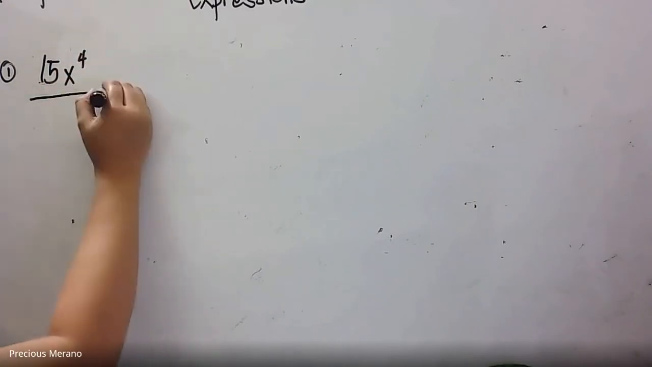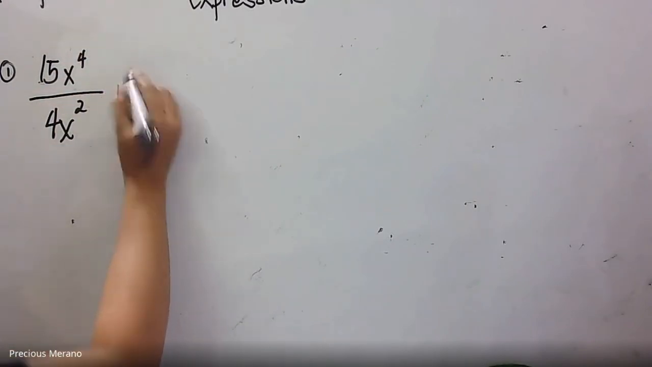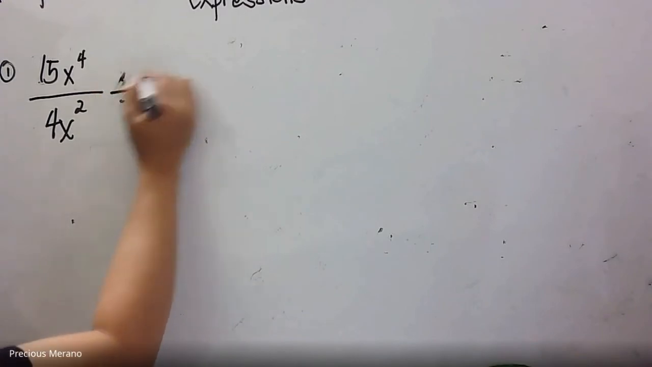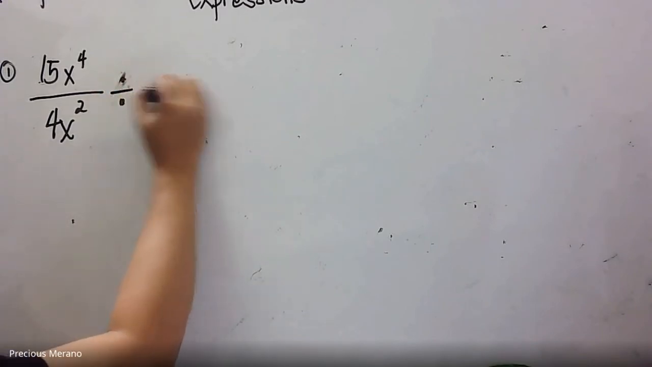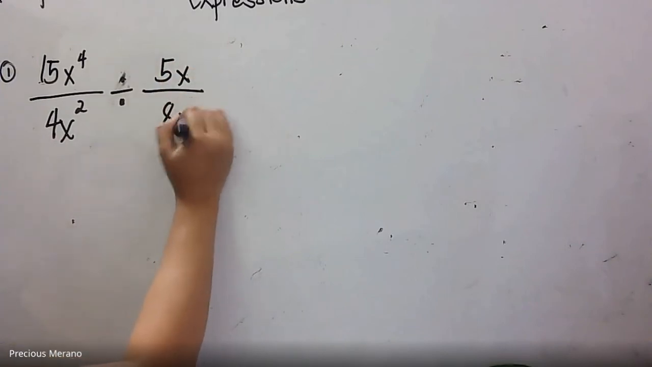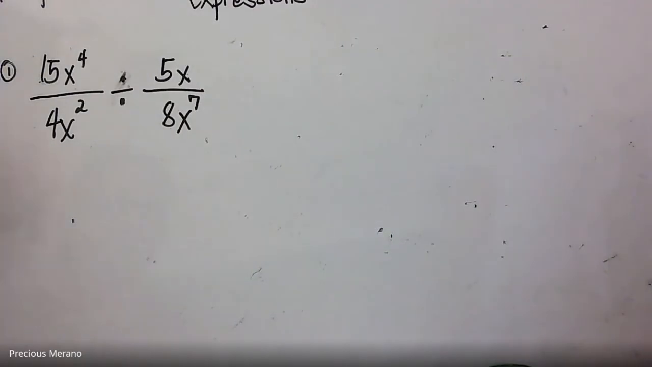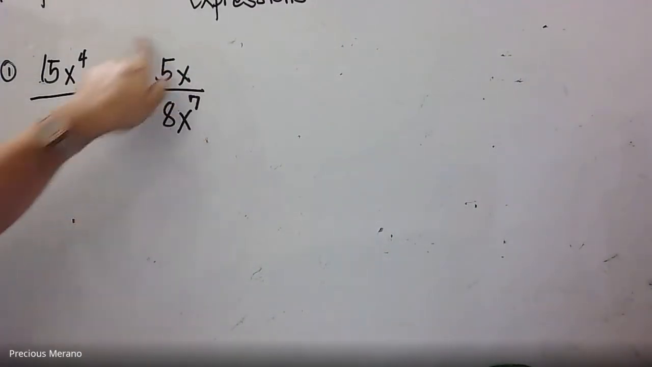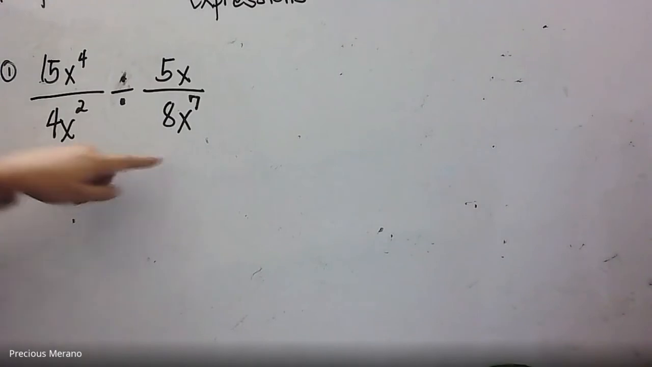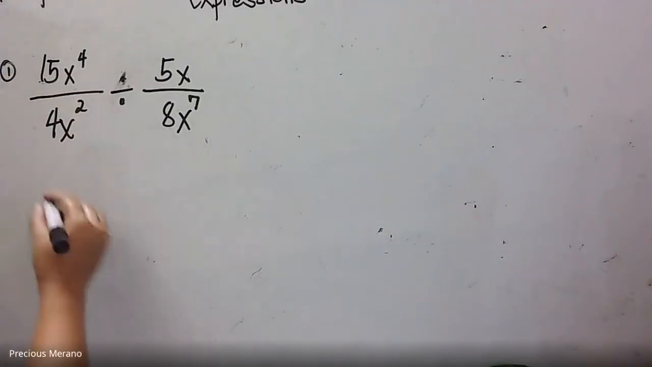Division naman tayo. 5 x to the 4th power over 4 x squared, divided by 5x over 8x raised to 7. Okay. So, kapag division naman, we need to do the reciprocal with the second term. So, parang multiplication lang din siya. Kaya lang, kailangan nyo munang mag-reciprocal.